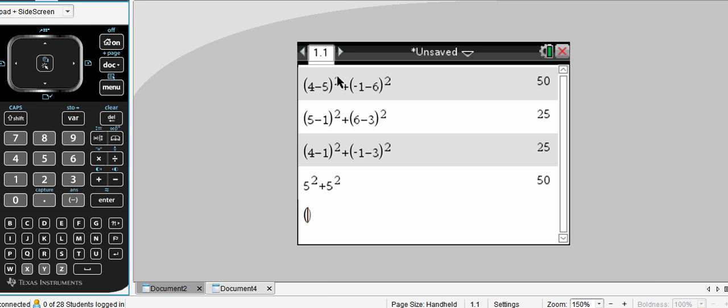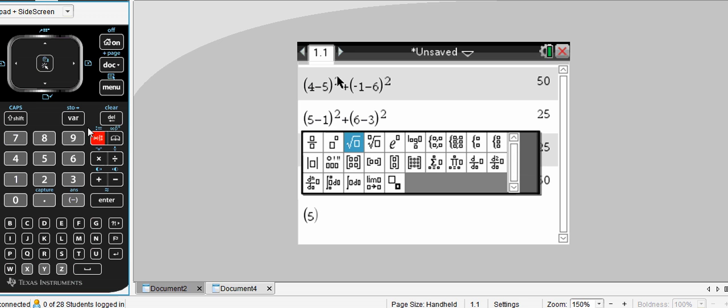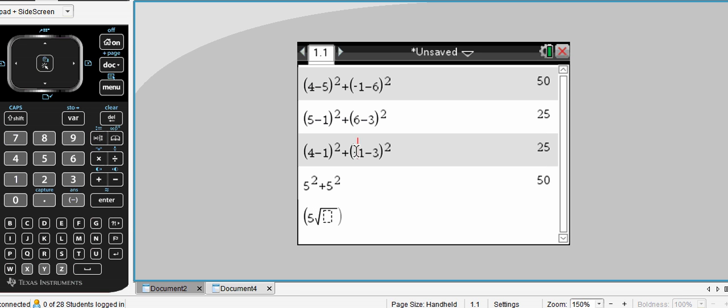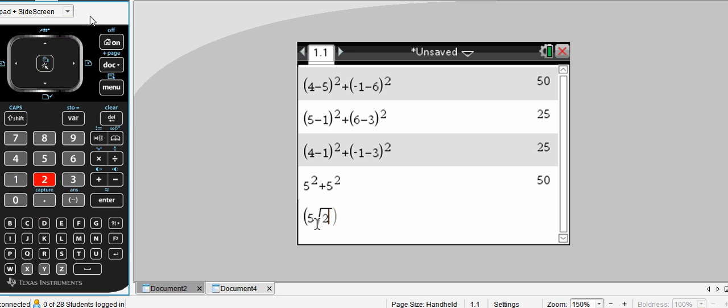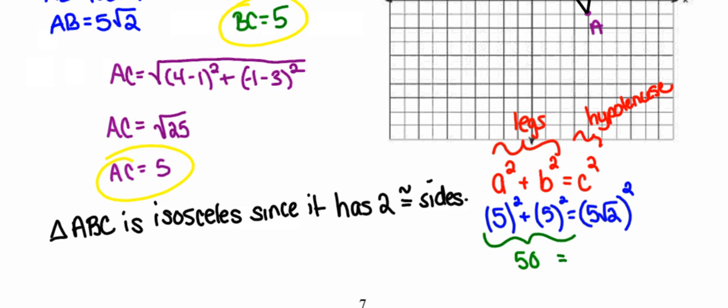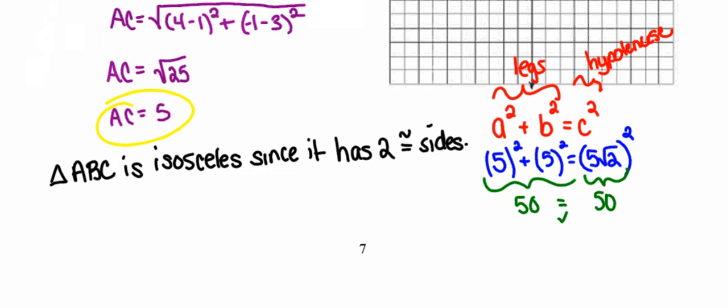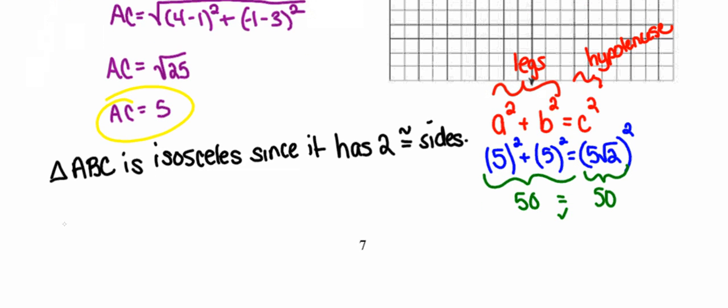So I want to take 5 square root of 2, and I want to square that whole expression, so I'm going to make sure the exponent goes outside the parentheses. The right side of that equation is also equal to 50, so therefore the lengths of the sides satisfy the Pythagorean theorem, making this triangle a right triangle. So I'm going to say my concluding statement, triangle ABC is a right triangle.